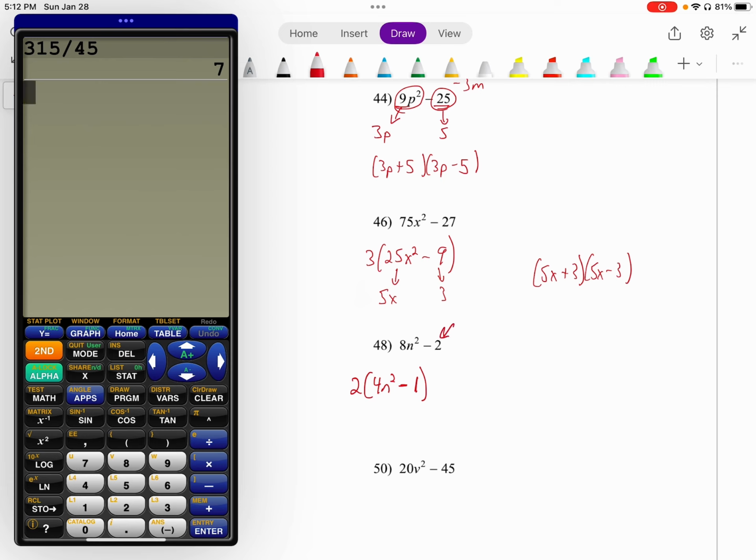Another reason I want to do this is because both of these are perfect squares. 4n squared. What do you multiply by itself to get 4n squared? Well, that's a 2n. And the 1, what do you multiply by itself to get 1? Actually, you multiply 1 by itself to get 1. And so our answer will be 2n plus 1 times 2n minus 1.